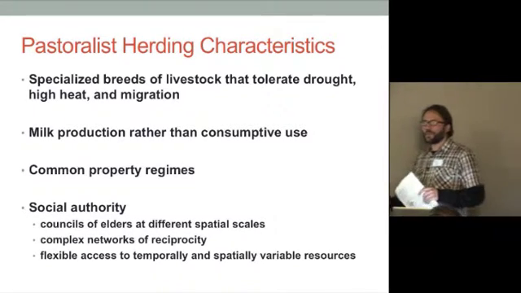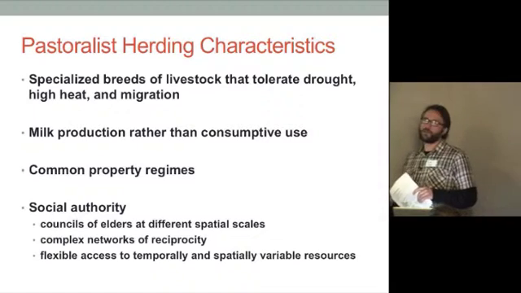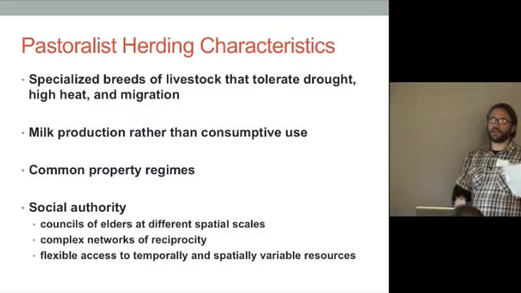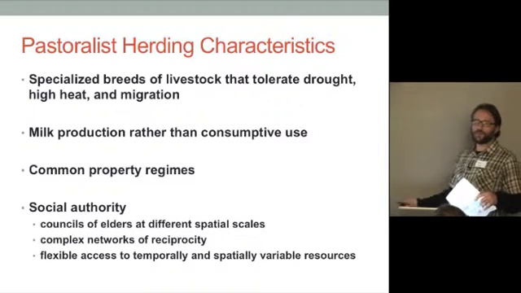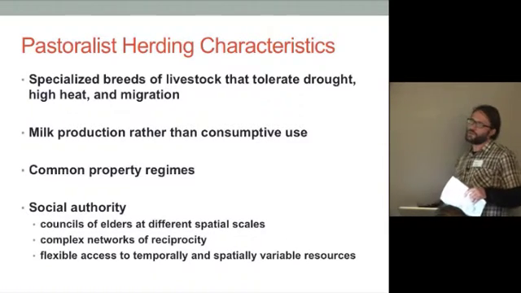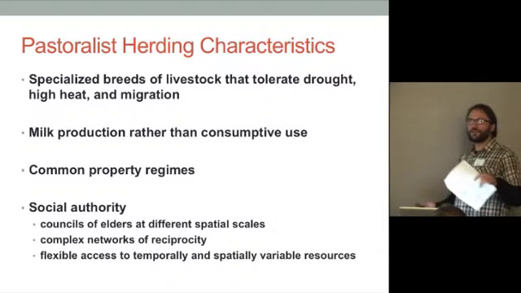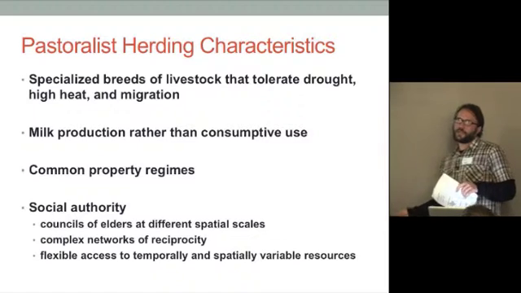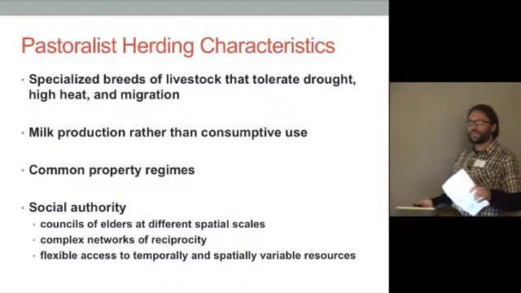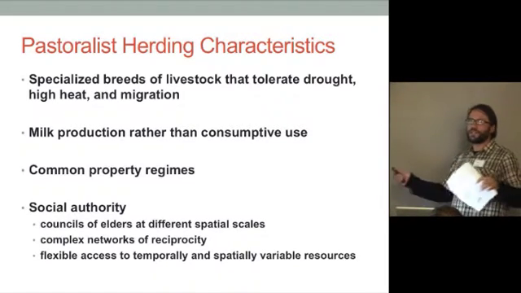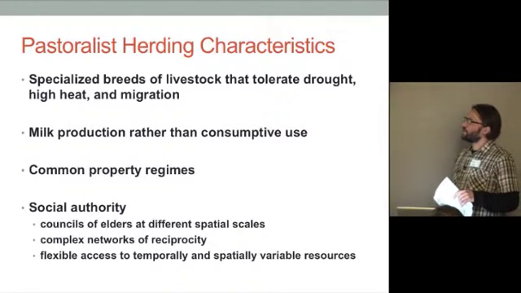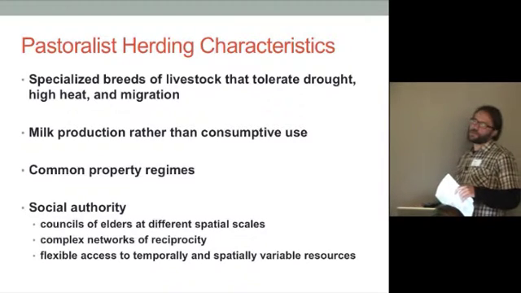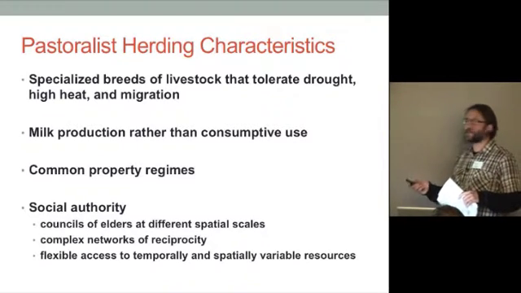And so social organization of pastoralists in these areas frequently follows common property regimes. And by that I just mean regulation of a common pool resource, and referring to forage here. So the rules that structure use of this resource are built around forage access. And so the social authority also reflects this in a lot of ways, and reflects a complex nested structure across the landscape, where councils of elders at different spatial scales can secure access, and there are also complex networks of reciprocity.